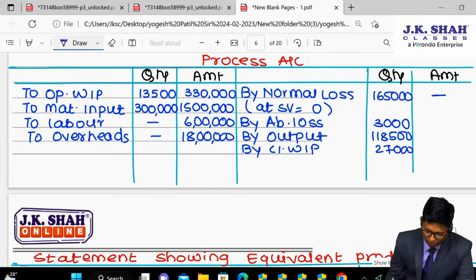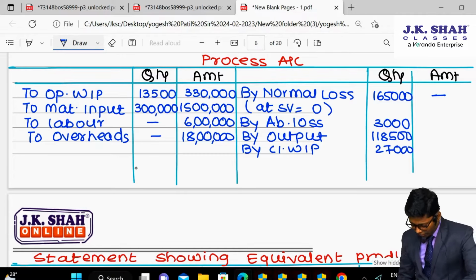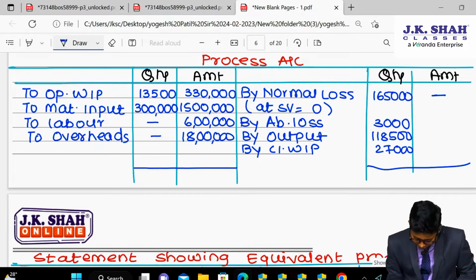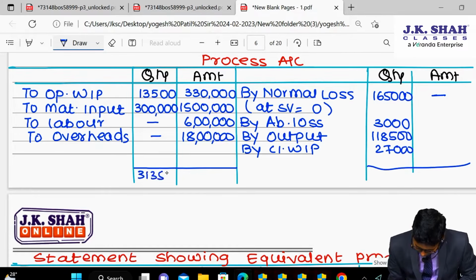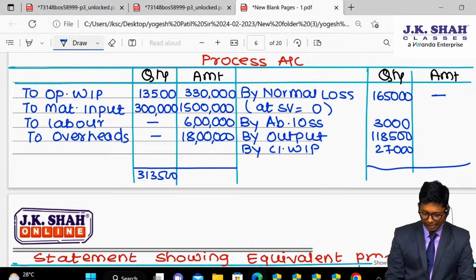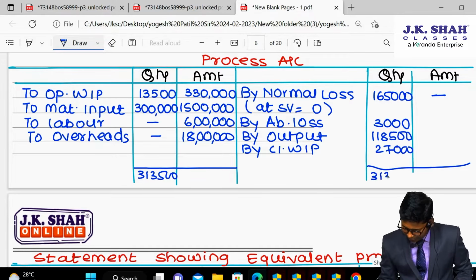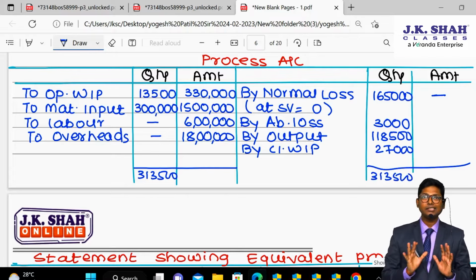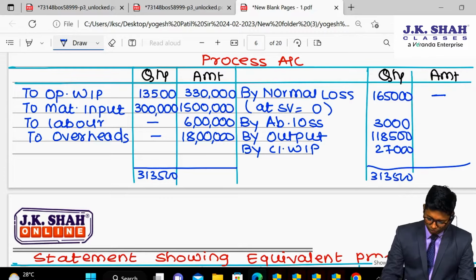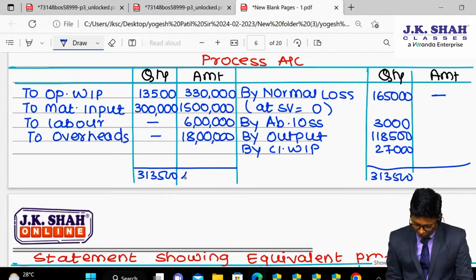Now once this is recorded, you need to take the total of quantity. First you should always check whether your quantity column is getting tallied or not. So the debit side quantity column is 3,13,500. Take the total of the credit side also. Please use your calculator and do the needful. It is getting tallied, which means each and every item is successfully recorded in the format. Even on the debit side, you can take the total of amount. If you add up all the amounts, you will get one more total, and that total is 42,30,000.